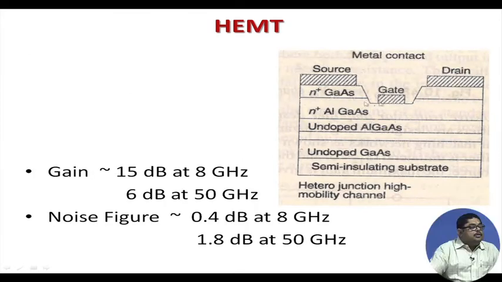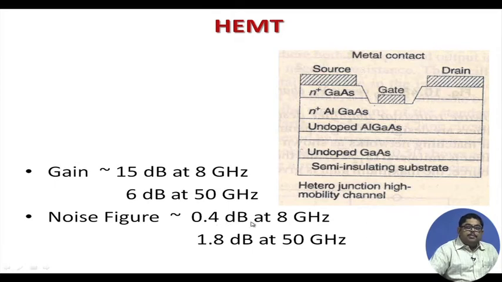Then the HEMT, this special device. Again source, gate, drain, but on GaAs. The gain is 15 dB, quite good at 8 gigahertz, but if you go to 50 gigahertz it is 6 dB. The noise figure is 0.4 dB at 8 gigahertz. At 50 gigahertz, obviously, it is 1.8 dB, but the HEMT has a very good noise figure.